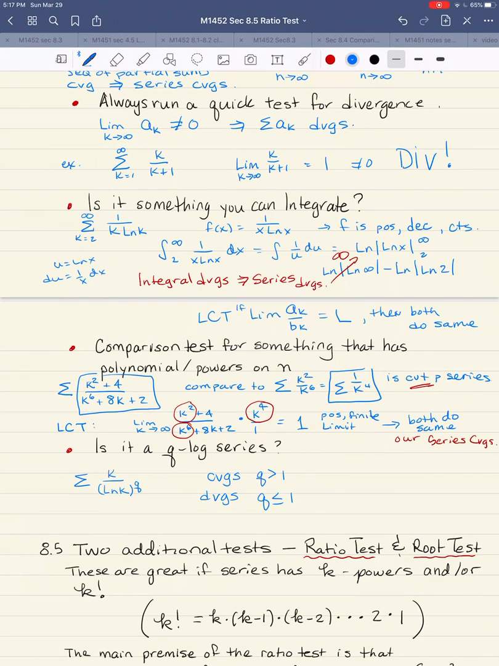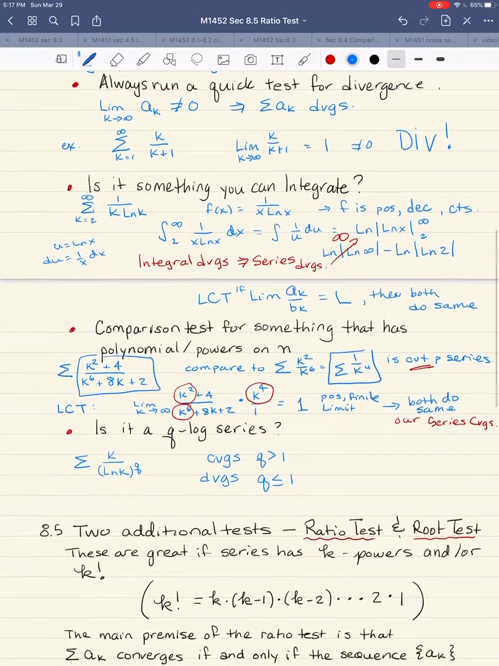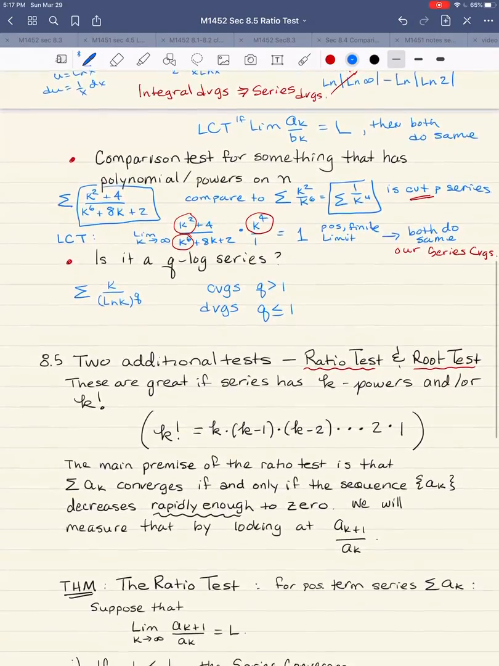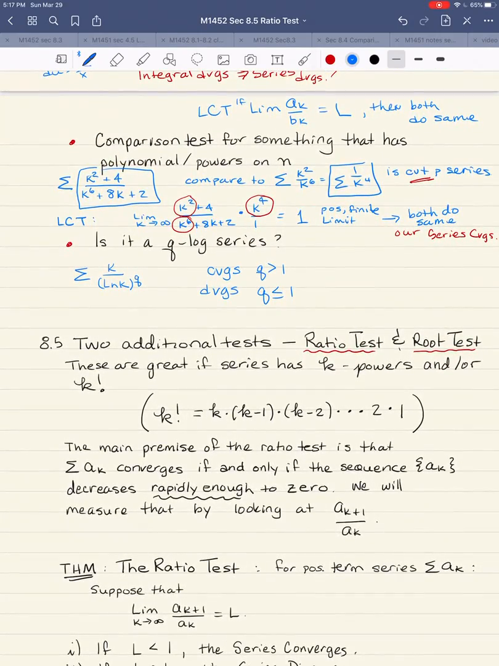Okay, those are kind of a mishmash of the tests that we have. We will do some more reviewing of the tests, but make sure you learn the statements of the tests. We're going to encounter some series that have terms in them that have factorials and k powers. Some tests that work really well on those are the ratio test and the root test.